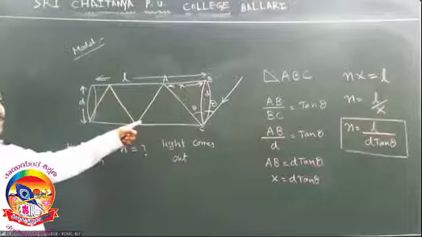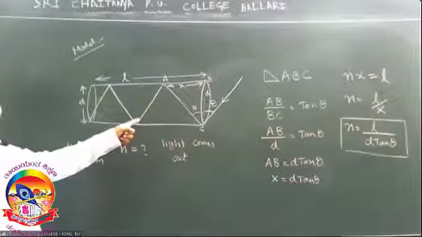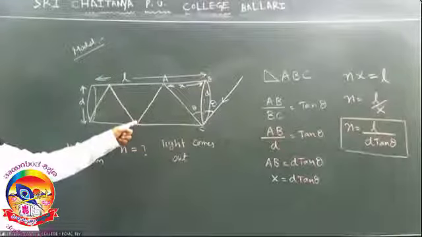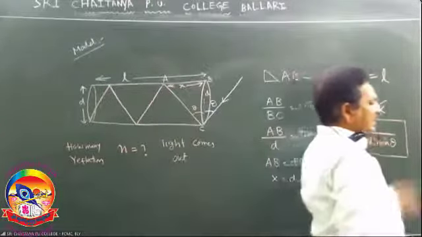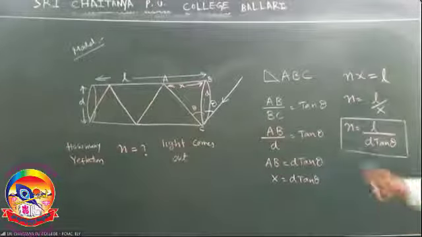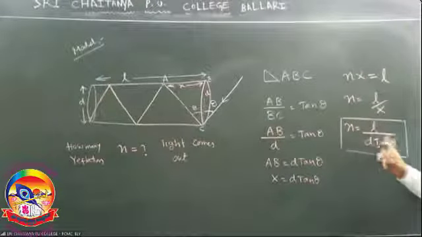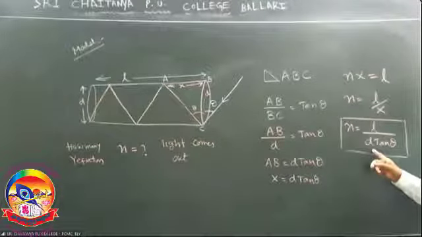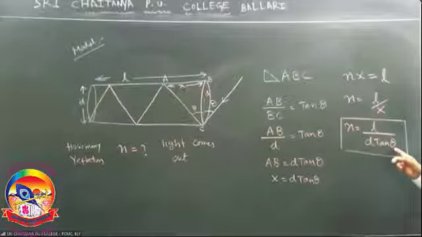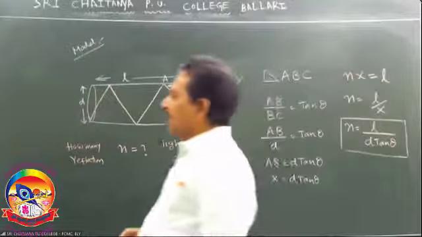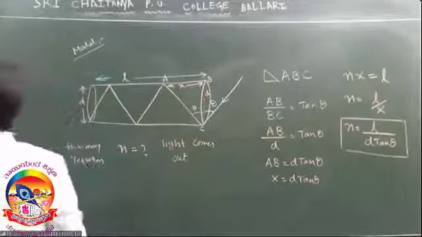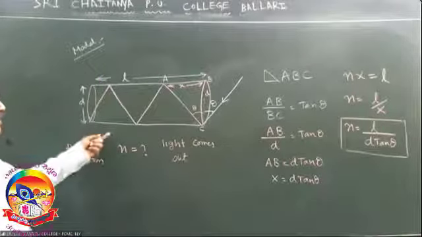Whenever I see this diagram in optics, multiple reflections inside a pipe, then N is equal to L by D tan theta, where L is the length of the pipe, D is the diameter, and theta is the angle of incidence. Now we can do an infinite number of problems on this model.